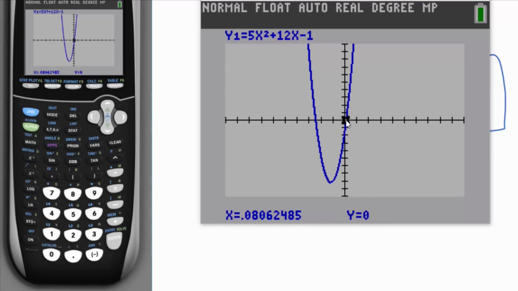And notice the cursor lands right on that intercept, so you're essentially checking your answer using the graph and the input function on the graph. Okay?